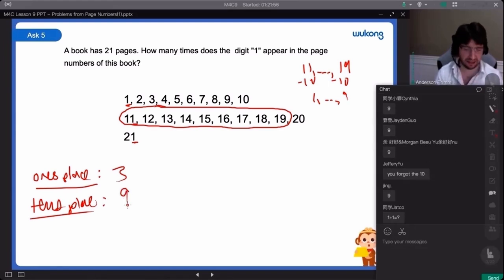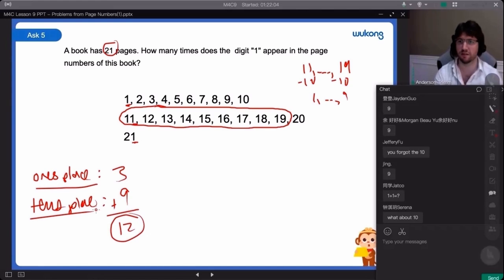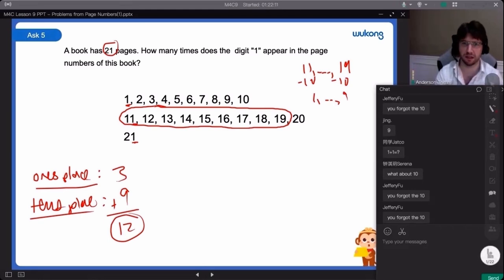And that's it, because we're only dealing with 21 pages. We have no 3-digit numbers. So if we add those together, that gives us a total of 12 times that the 1 has appeared. Did I do that wrong? Let's see. I forgot about the 10, I think.